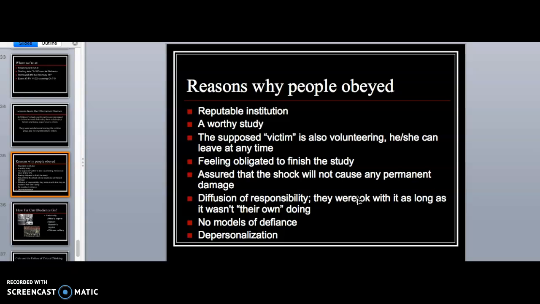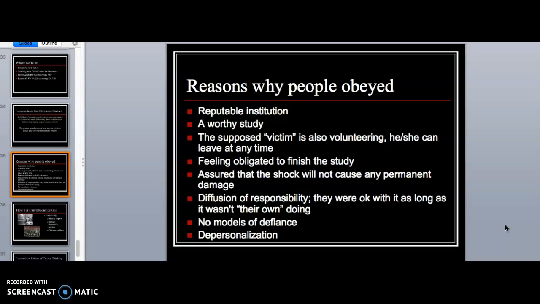They were also assured that the shock would not cause any permanent damage. So they had this person, this authority figure sitting there saying, oh, I know it sounds bad, but remember, this isn't hurting them. They're fine. They're okay. And mainly because an authority figure was telling them it was okay, it divorced them from their own personal responsibility. And they felt like, well, okay, if anything happens to this person, then you're responsible, not me. So there was a lot of diffusion of responsibility, and people were okay with doing what they were doing as long as it wasn't, quote unquote, their own doing, as long as they could blame it on someone else.